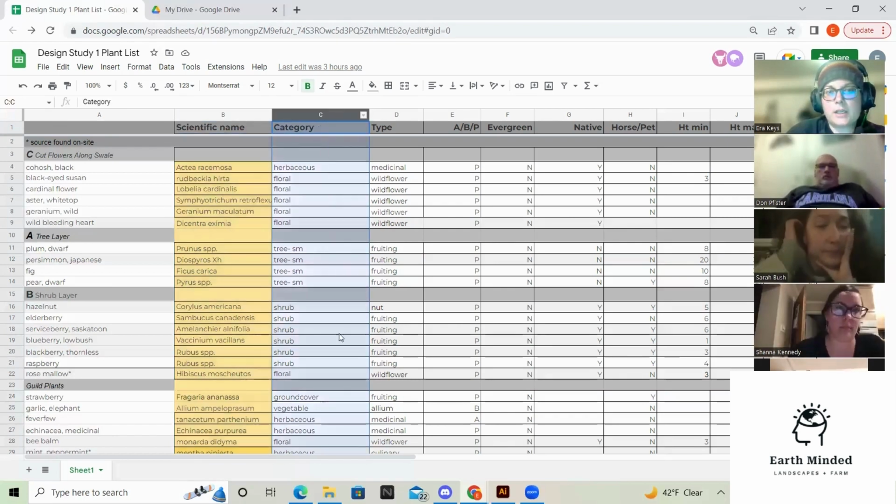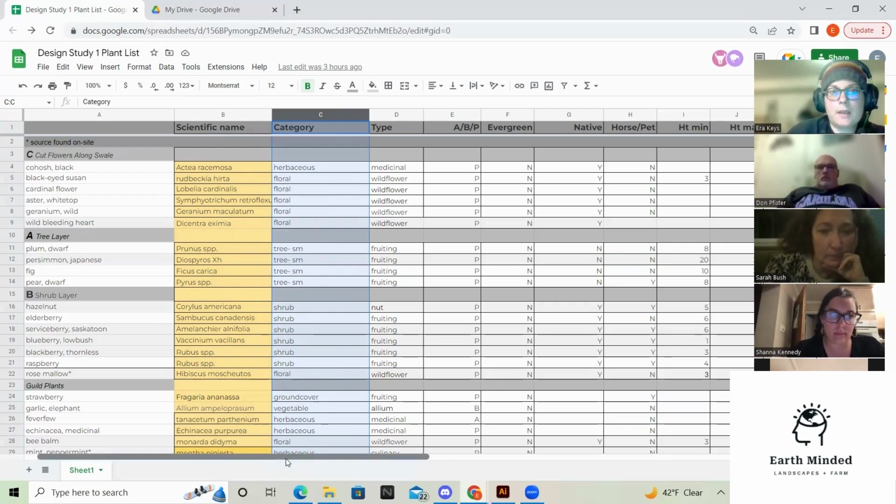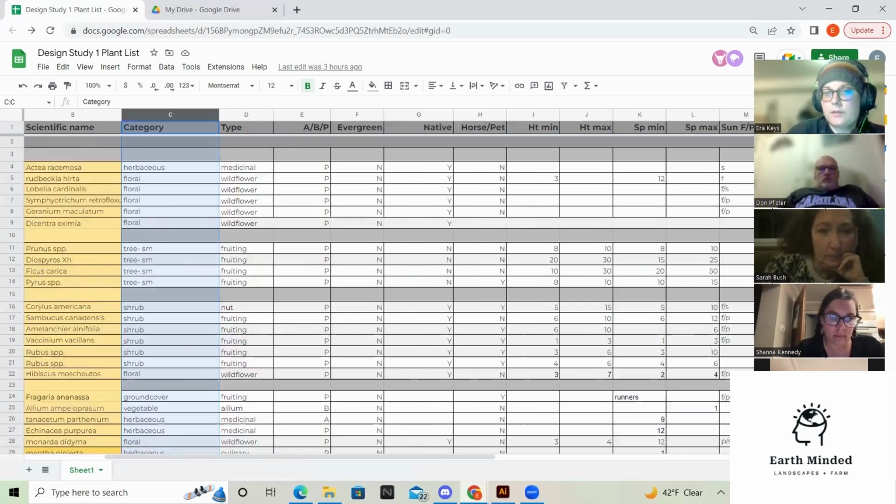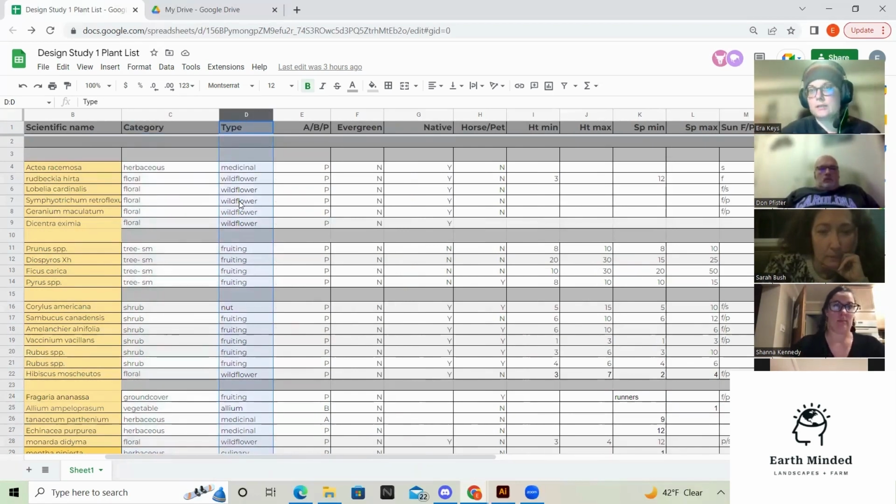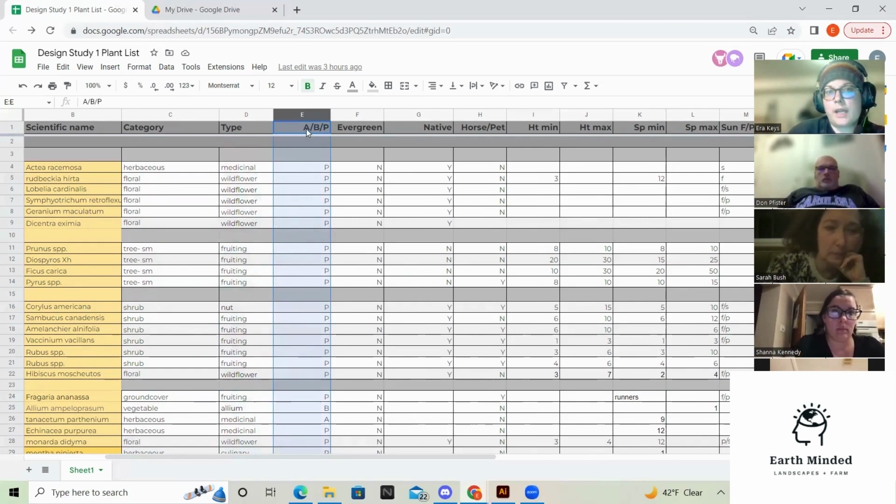Okay, category is just talking about what this category is in a guild, what species is in the guild. Herbaceous layer, is it providing flowers, is it floral, is it a small tree, is it a shrub, is it a ground cover? What type is it? The next column is referring to what it is producing. So is it medicinal? Is it a wildflower? Is it fruiting? It's a nut. ABP in column E is referring to annual, biannual, or perennial. Column F, is it evergreen, yes or no? Y equals yes, N equals no.